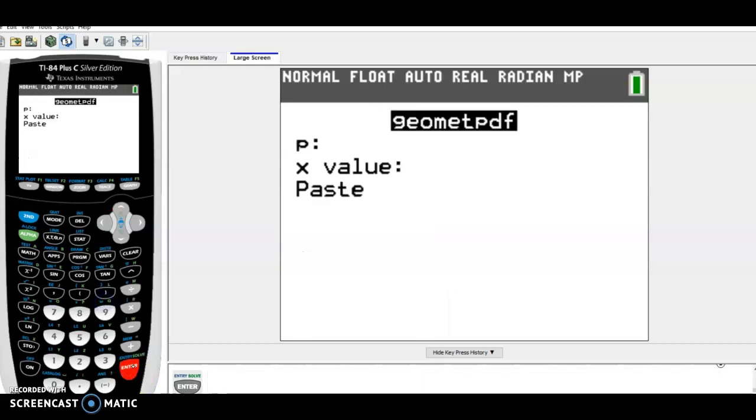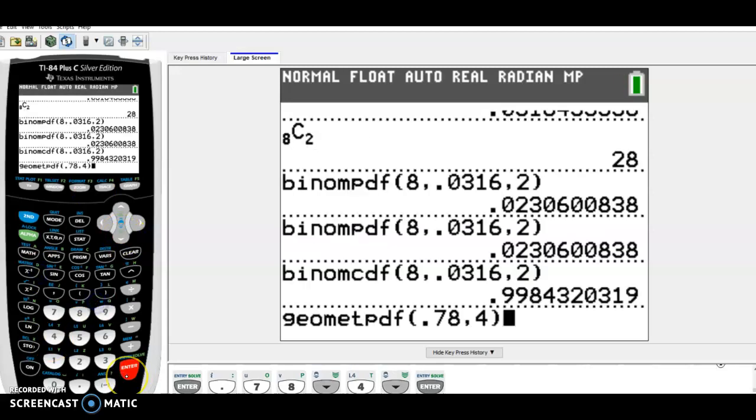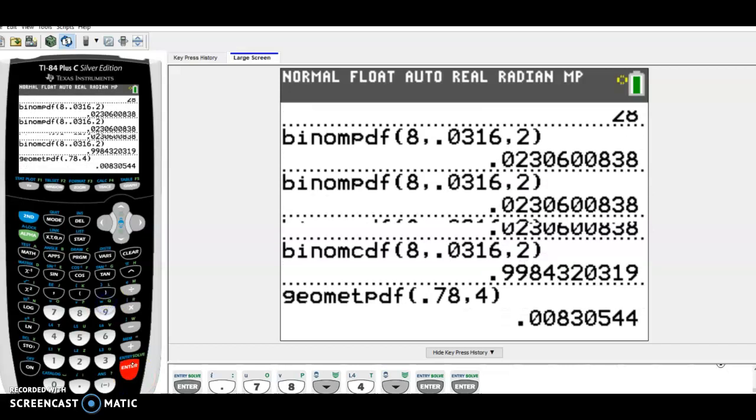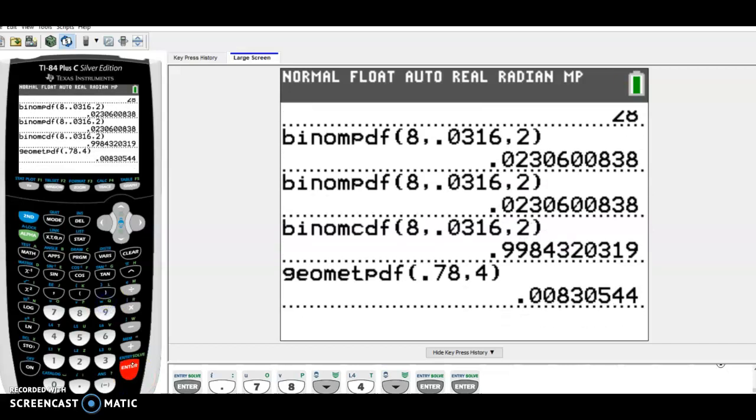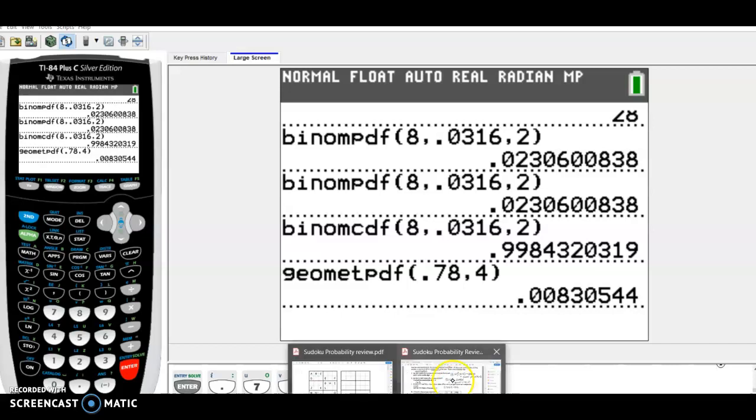And for geometric, there's no fixed number of trials, and so I don't have an N. I just go straight to the P, which was 0.78. And my X, I was looking at the 4th ball being the first time we saw that. I feel like these are easy enough because it's a string of failures and then that success. So I fail 3 times and then I get it on the 4th.